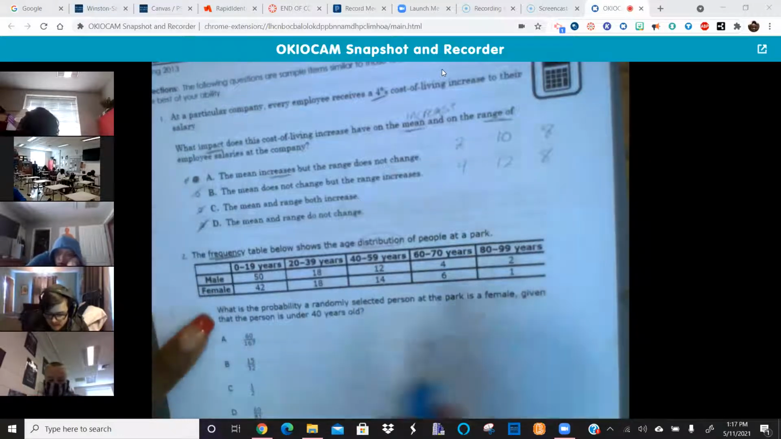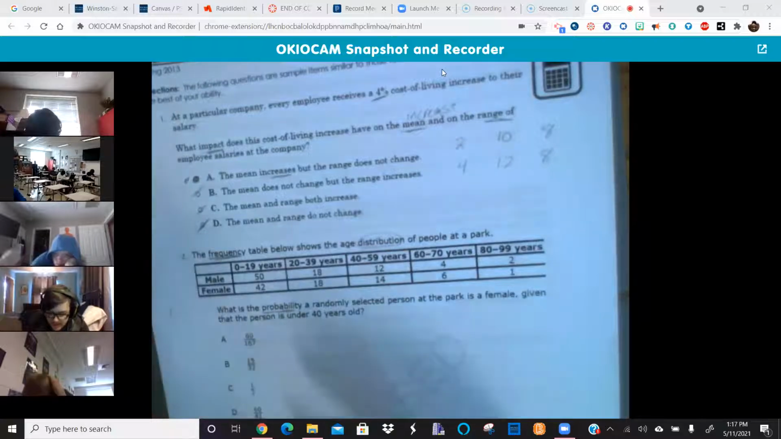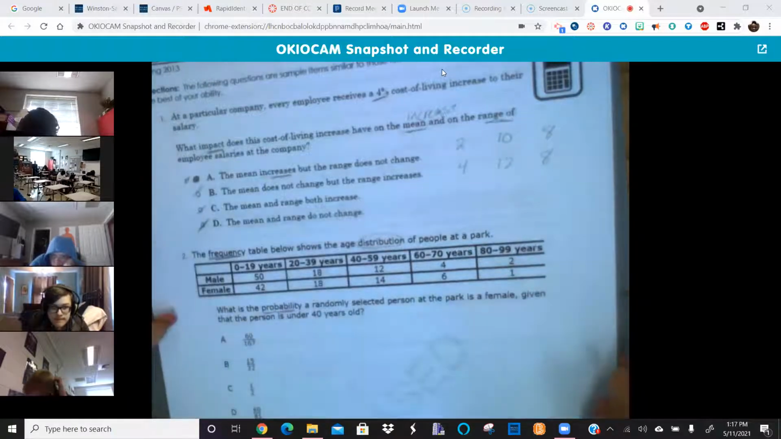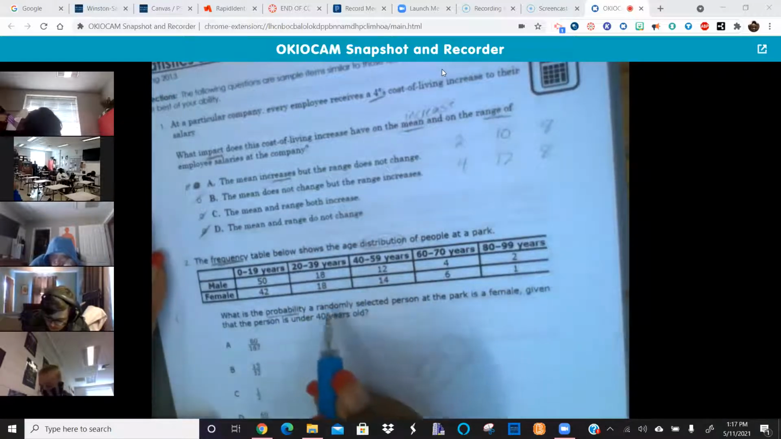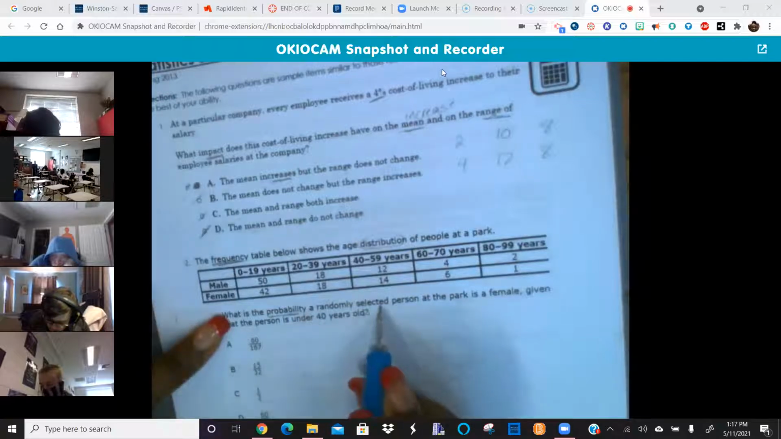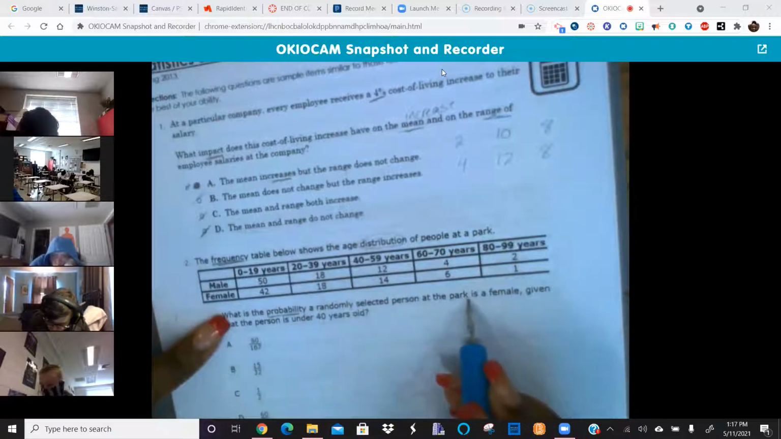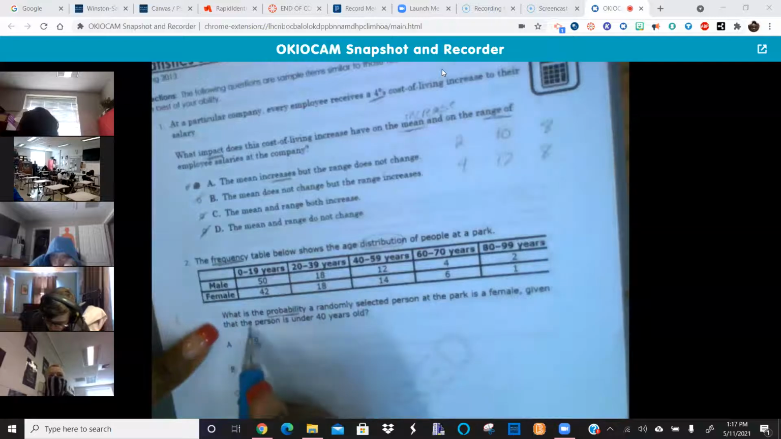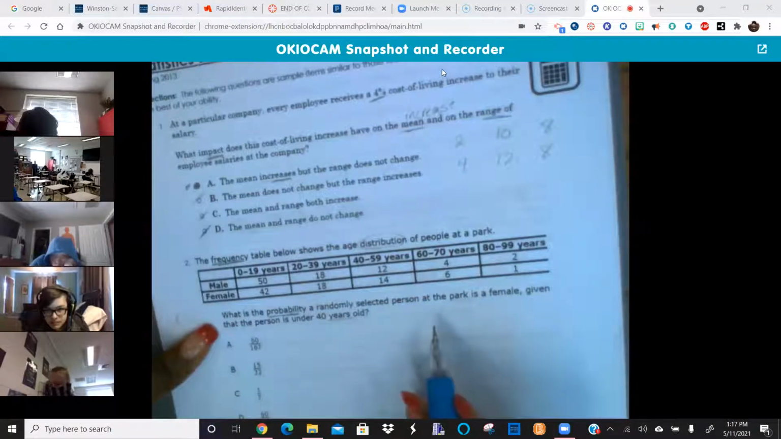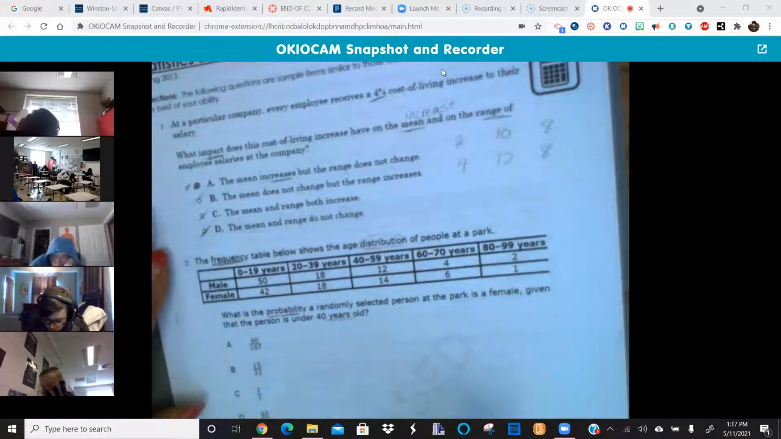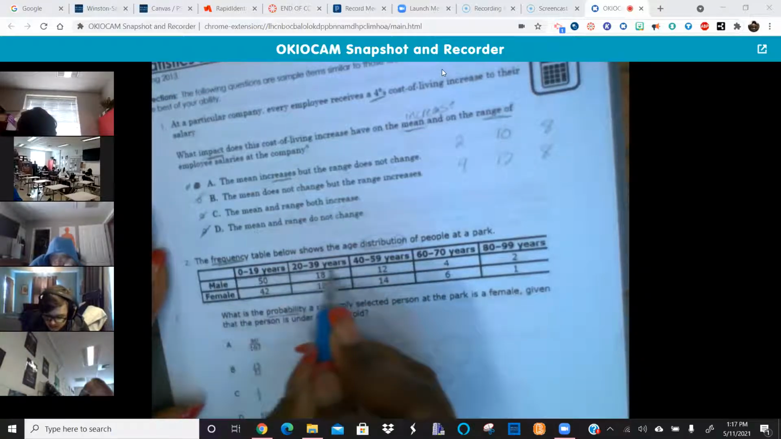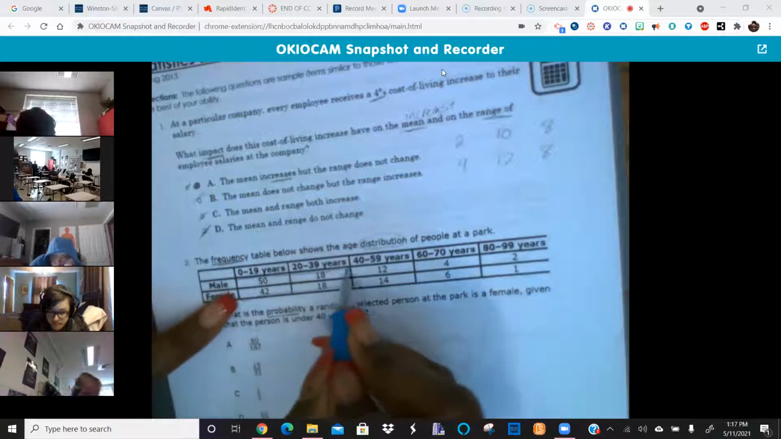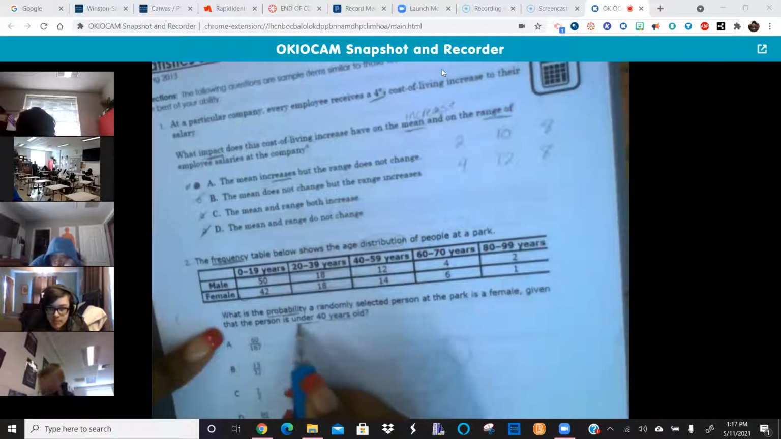It says, what is the probability? Probability is the chance that something will occur. This is kind of like a 7th grade skill, probability, 6th or 7th, I can't remember. It says the probability a randomly selected person at a park is female, given that the person is under 40 years of age. So all we're going to look at is just the people under 40, males and females that are under 40 years of age, because they said under.